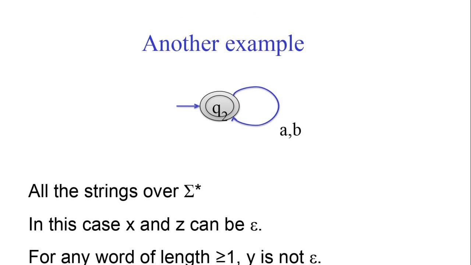In this next example, we can say a simple finite automata which is a single state Q2, which is the initial state and the final state, and all the input represent back to itself. So it also satisfies the pumping lemma as x and z are null here.